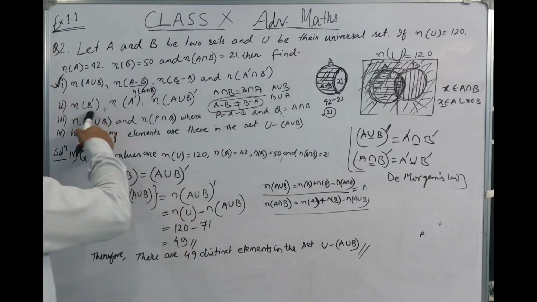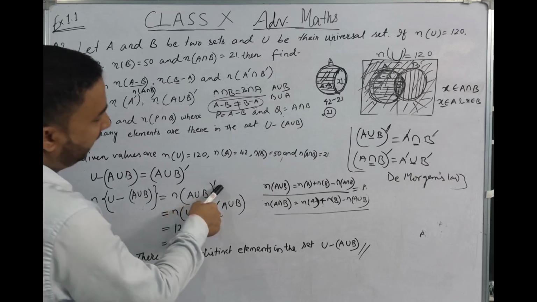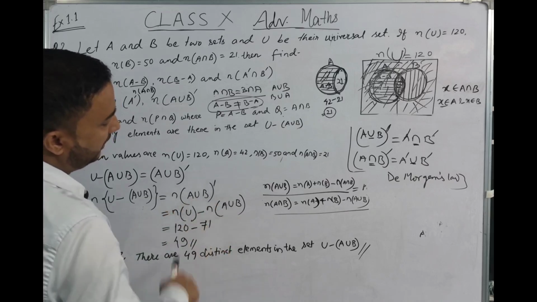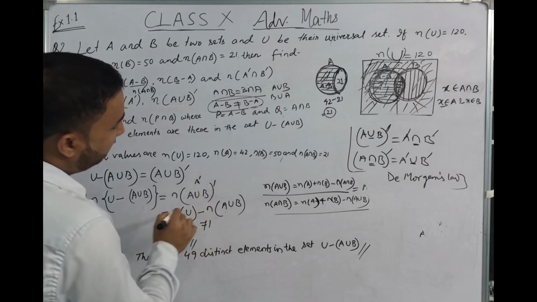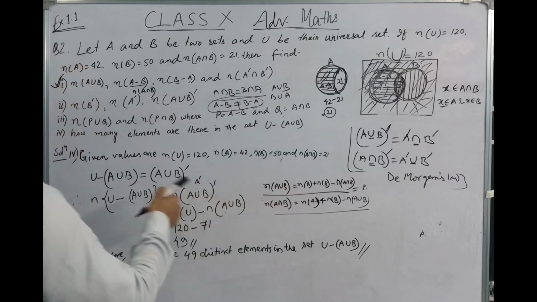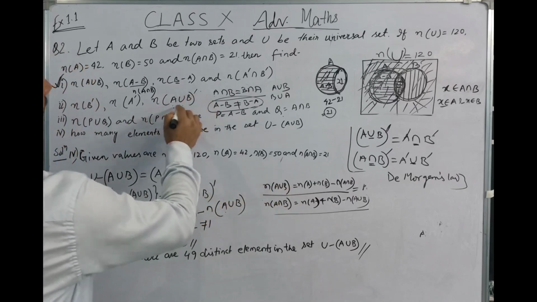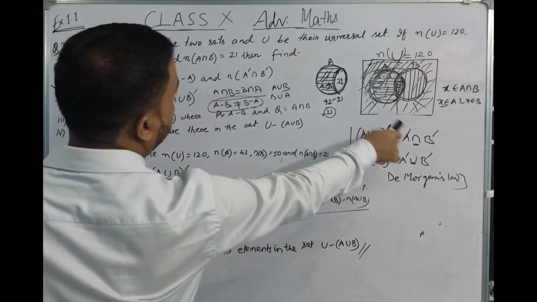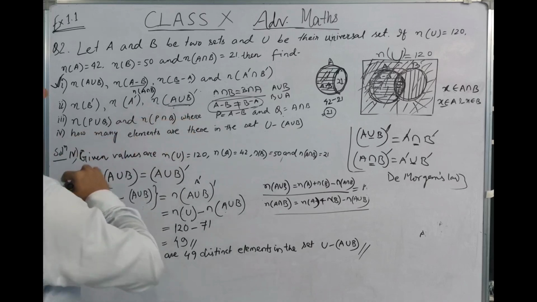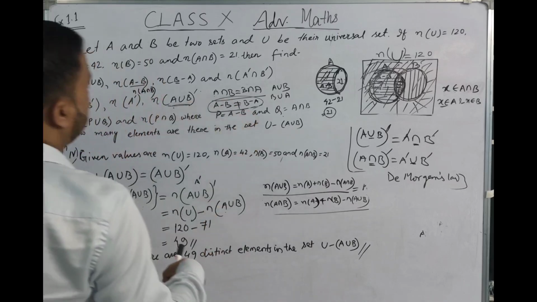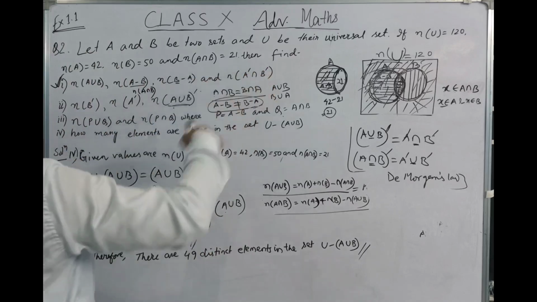If it is a complement, then say it was A union B complement. So from U you have to subtract that set. If it is A complement, then you have to subtract A from U. If it is B complement, U minus B. Then A union B complement, just as I have shown you, in this way you have to find it out. Or if you have the number of A union B, then you just take the difference of U and A union B.